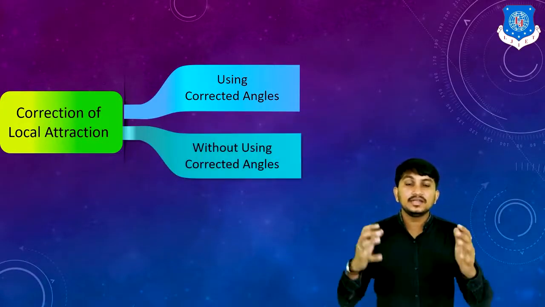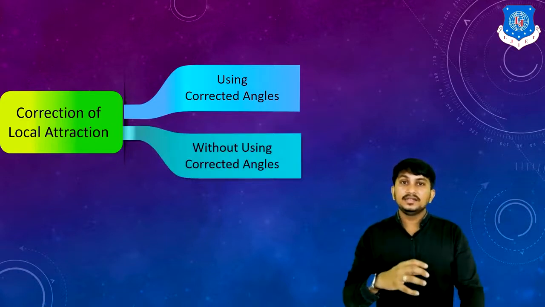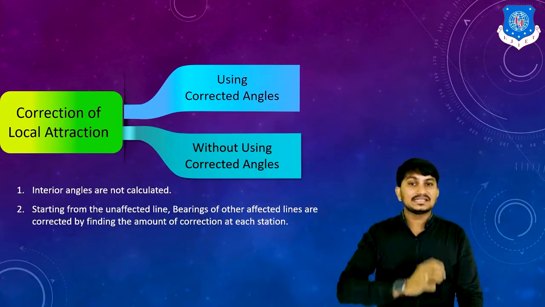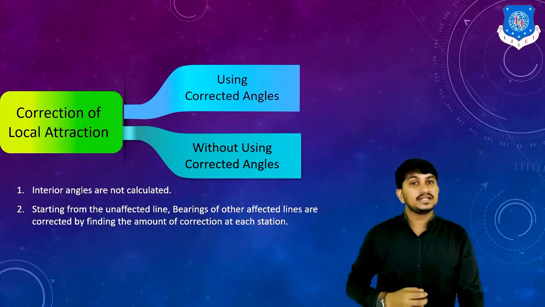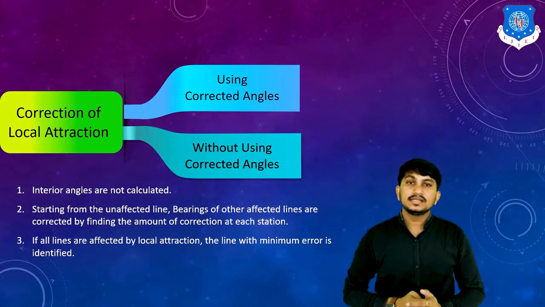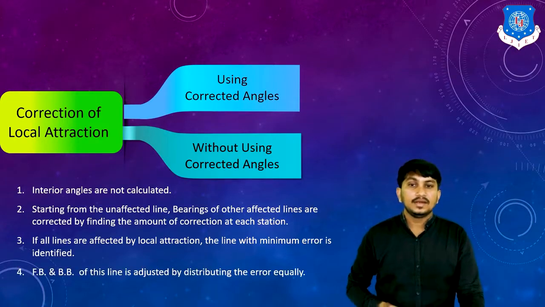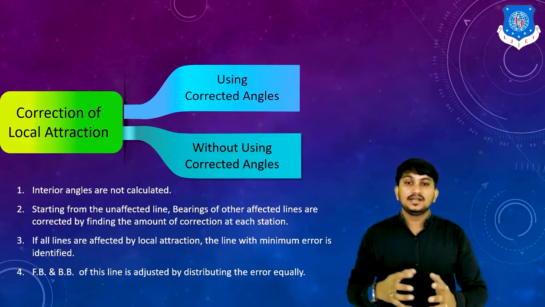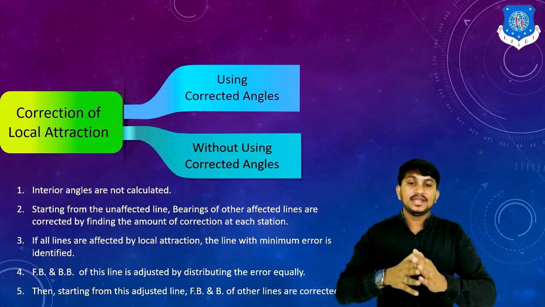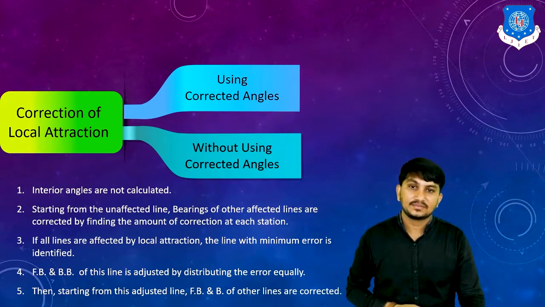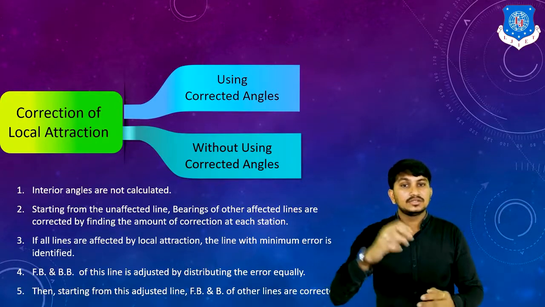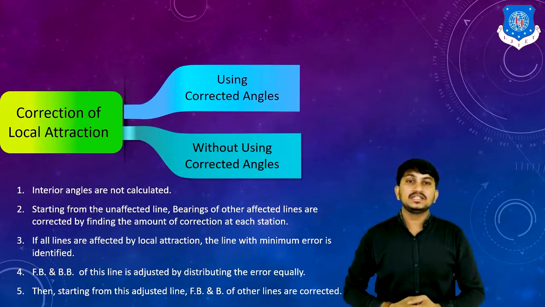Second method is without using corrected angles. In this method, interior angles are not required. Okay, starting from the unaffected line, bearing of other lines are corrected by finding the amount of correction at each station. If all lines are affected, then the line with minimum error is considered for starting. FB and BB of this line is adjusted by distributing the error equally, and then starting from this adjusted line, FB and BB of other lines are corrected. This is how we can correct the bearings using this second method, which is without using corrected angles. These two methods are used in examples.